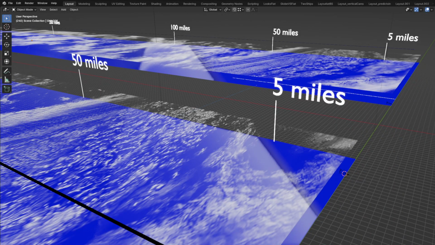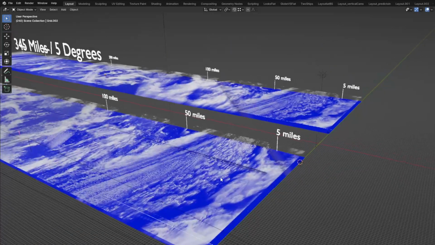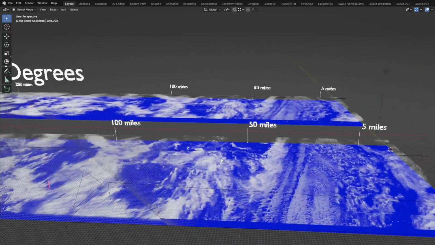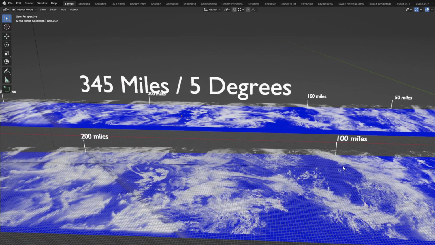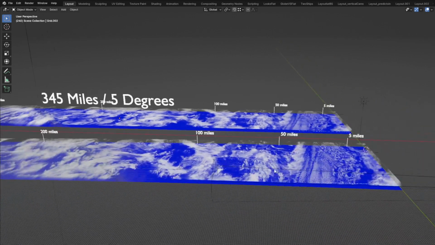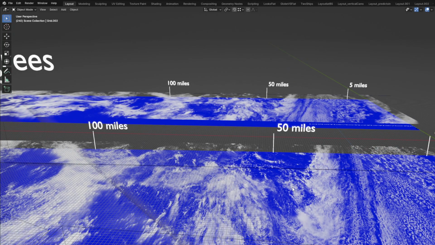Here, we've got a beautiful example. We've got 345 miles of ocean and sky. Now, on one side, that represents 5 degrees of curvature. On the other, it's completely and utterly flat. Amazing, huh? Now, before 100 miles looking from this altitude, it's pretty hard to tell which is which.